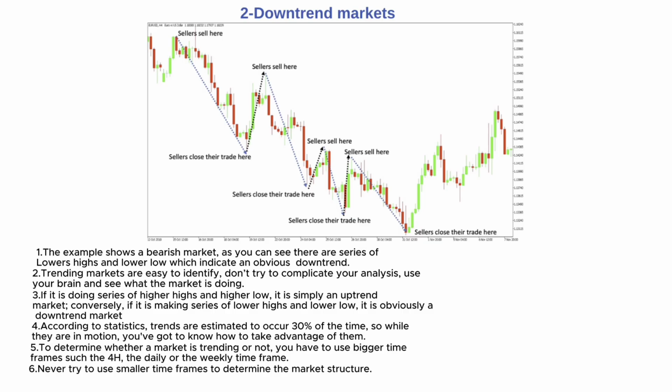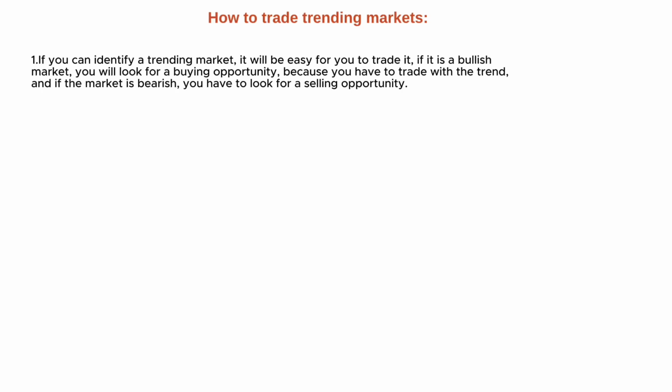Never try to use smaller time frames to determine the market structure, because smaller time frames produce something called fake outs. So how to trade trending markets? If you can identify a trending market, it will be easy for you to trade it. If it is a bullish market, you look for buying opportunities because you have to trade with the trend. And if the market is bearish, you have to look for a selling opportunity.